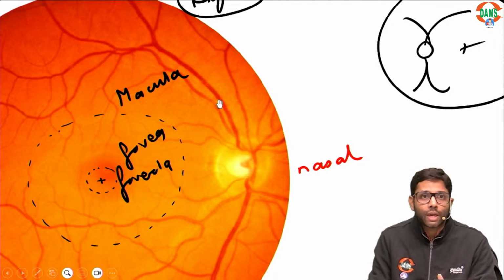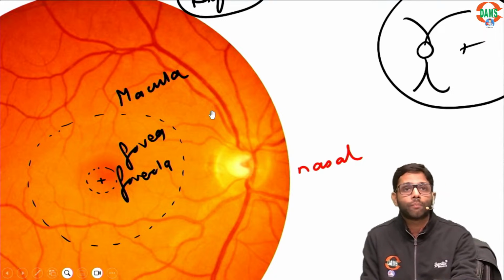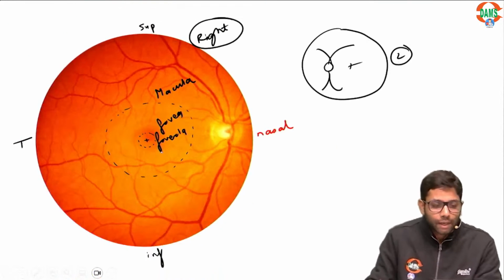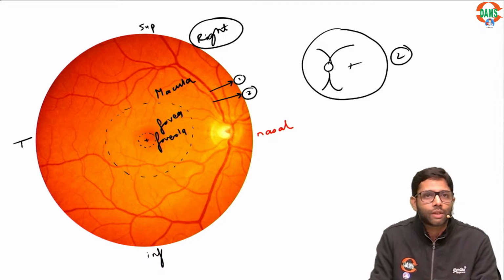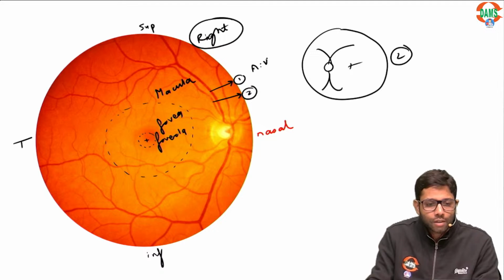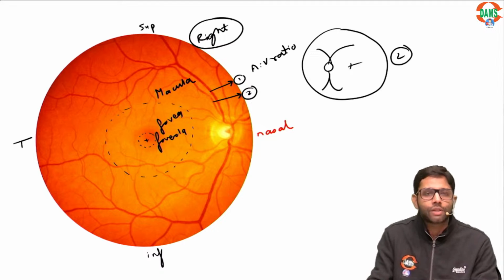Now which one is a vein and which one is an artery is very important to know. How to identify? By the ratio of the artery to vein. So this is 1 and this is 2. One is an artery, one is a vein. We have to know which one is the artery and which one is the vein, if you know the arteriovenous ratio.